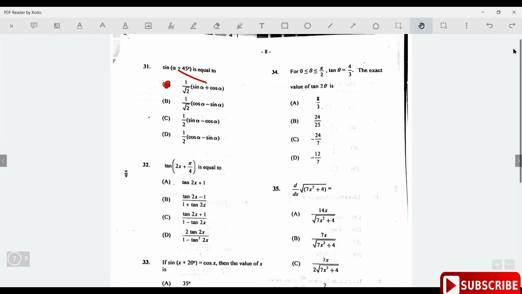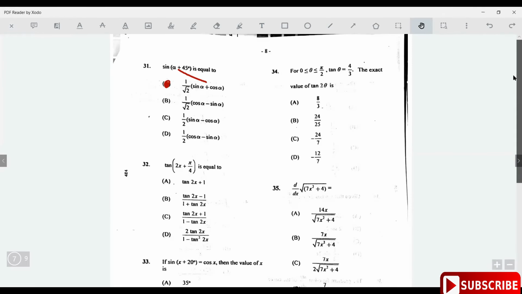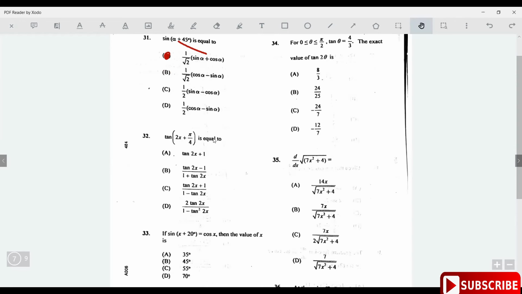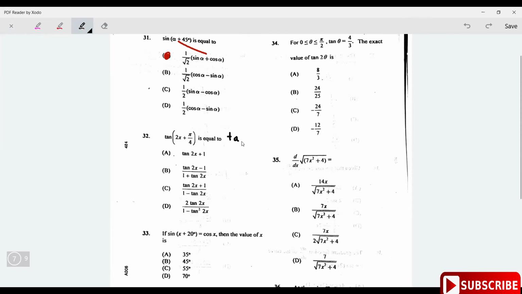Easy. Next question. It says, what is the tan of 2x plus pi by 4? We're going to have to use the compound angle formula to write it as the tan of 2x plus the tan of pi by 4, over 1 minus the tan of 2x times the tan of pi by 4. The tan of pi by 4 is 1. So it's tan 2x plus 1 over 1 minus tan 2x.